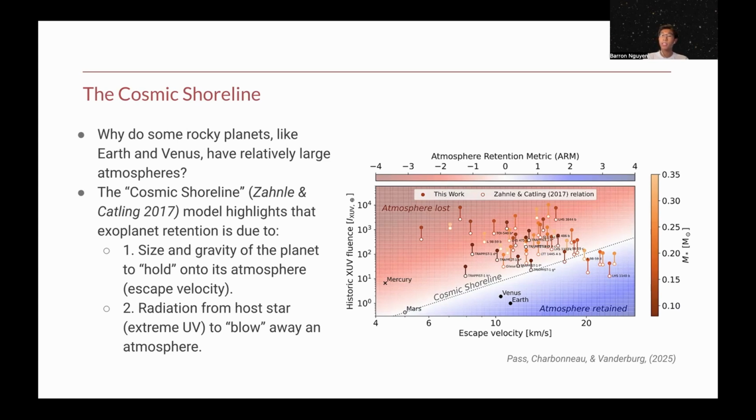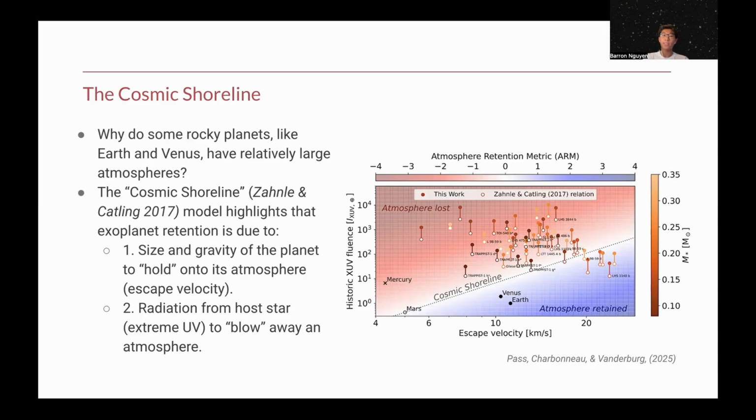Escape velocity directly correlates with how big your planet is in terms of mass. A bigger planet has a higher escape velocity because it's harder to leave when the gravity is much stronger. So a higher escape velocity means that the planet has more mass, essentially.